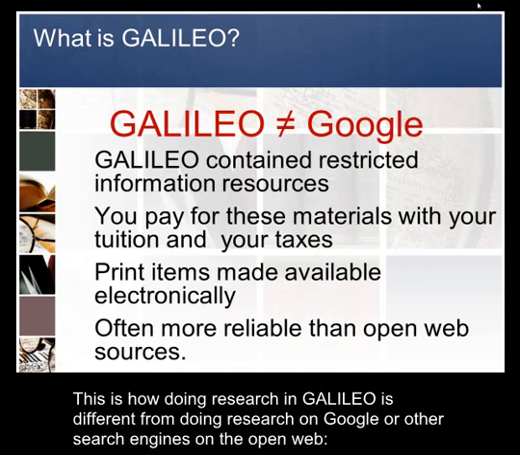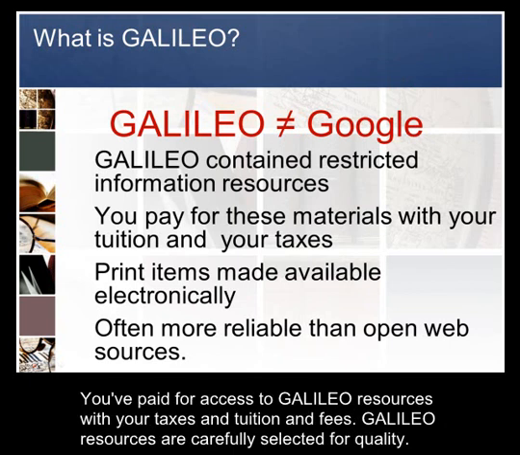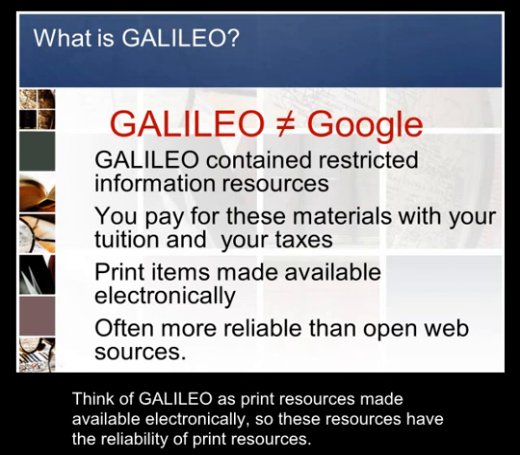This is how doing research in Galileo is different from doing research on Google or other search engines on the open web. You have paid for access to Galileo resources with your taxes and tuition and fees. Galileo resources are carefully selected for quality. Think of Galileo as print resources made available electronically, so these resources have the reliability of print resources.